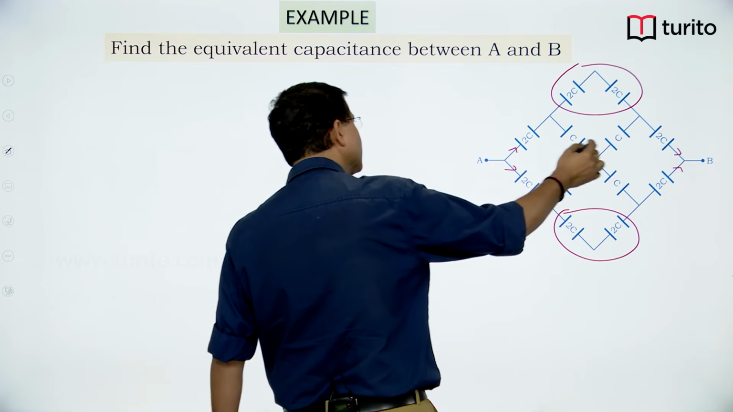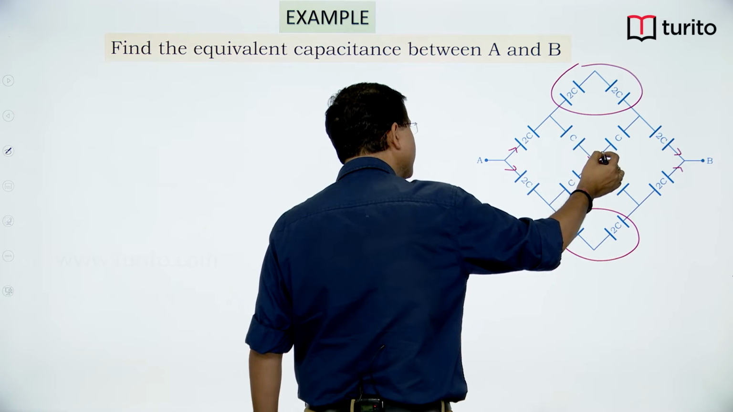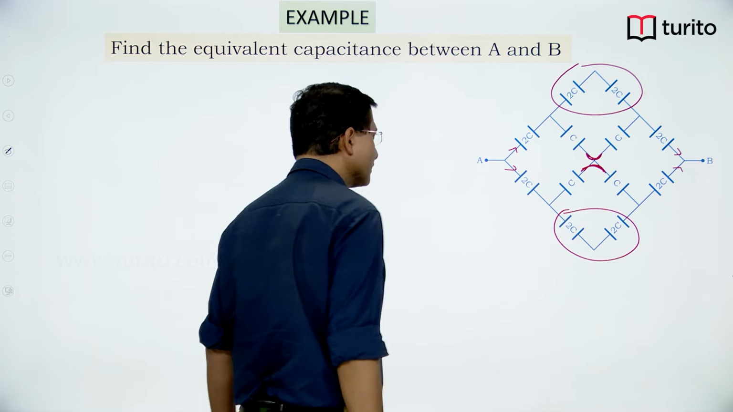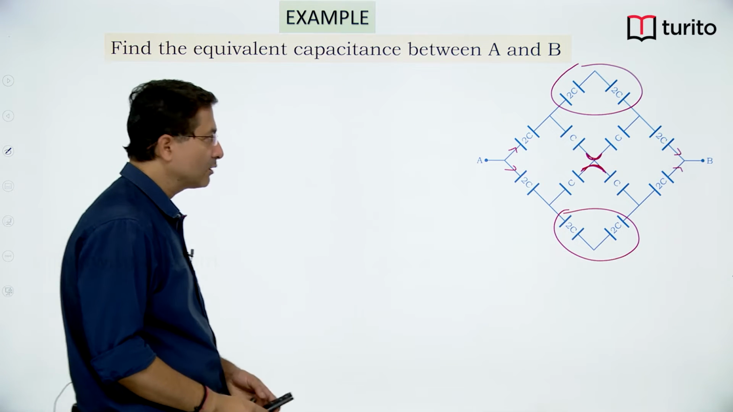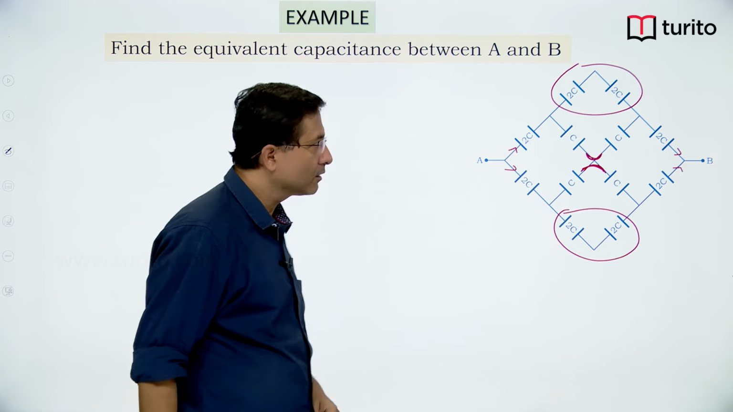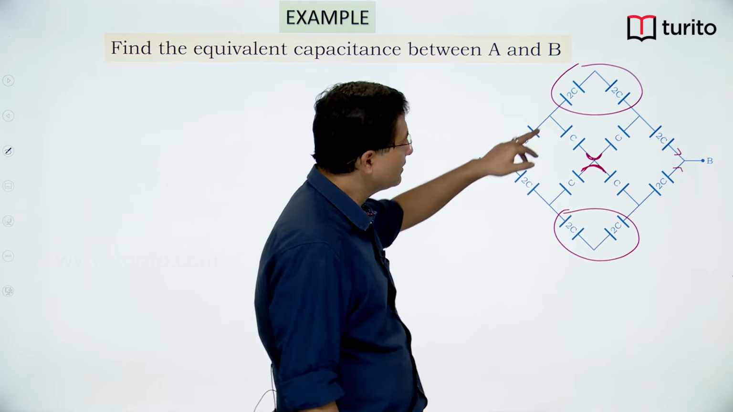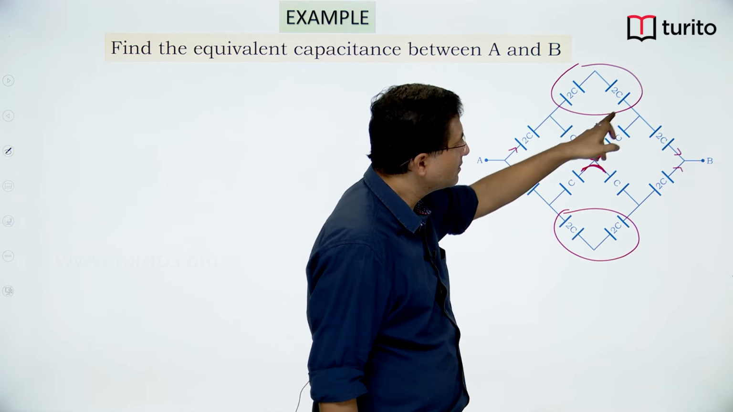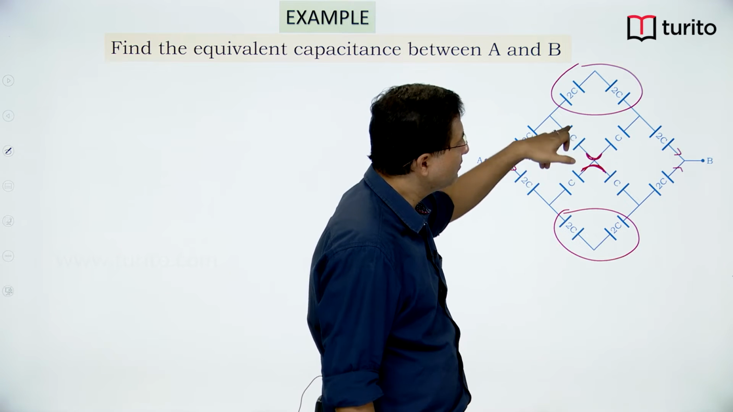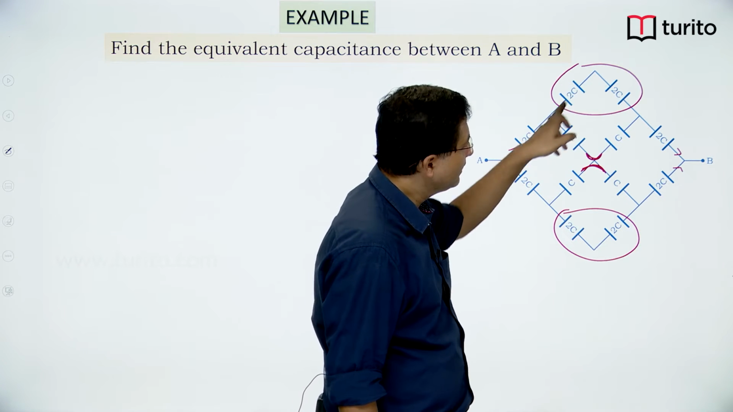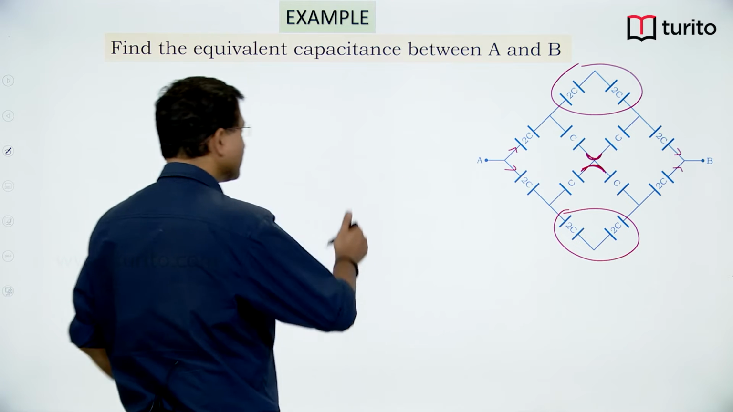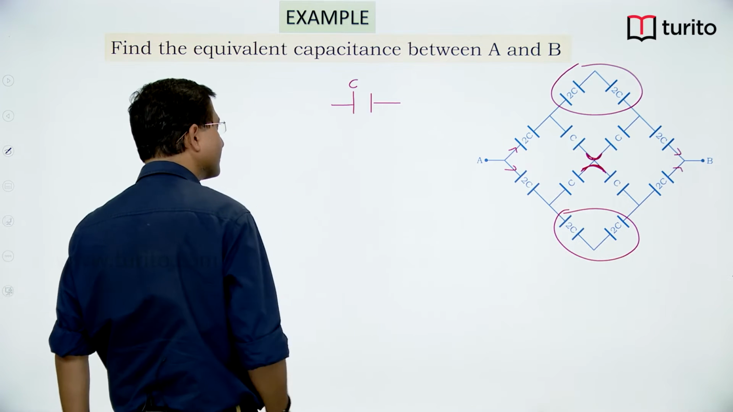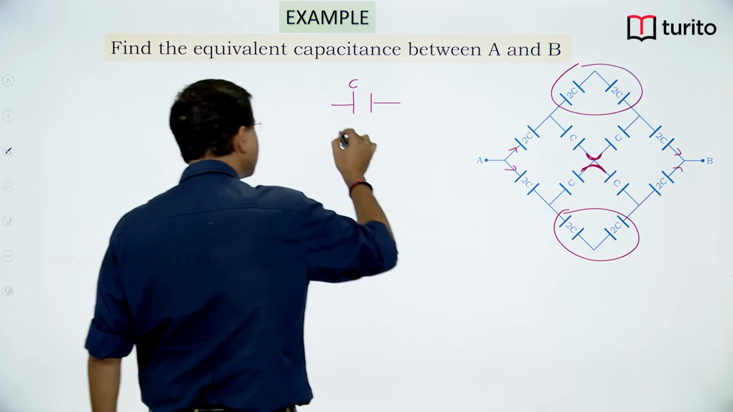If this charge is equal to this charge, that means there should not be any division here. I can separately draw them, or I can say we can open this junction. Now after opening this junction, I can see these two are in series. So here C and here C by 2, here C and here C by 2, let us draw it. So this one is C and this one is C by 2.